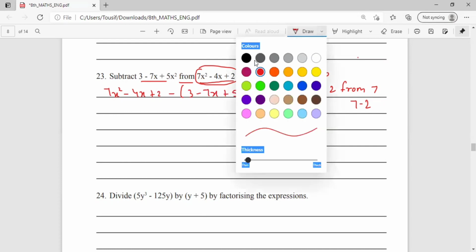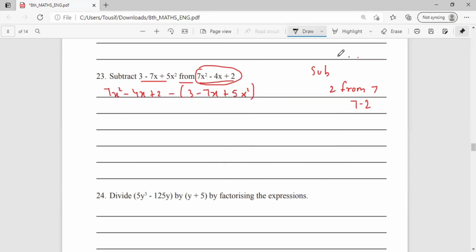Let us solve it. This kind of problem you might have been solving since 7th standard. 7x square minus 4x plus 2 minus 3. When removing a bracket, the negative sign should be multiplied with all the terms inside the bracket. So minus 3, then minus into minus gives plus 7x. The last term also should be multiplied with the negative outside the bracket, so you get minus 5x square.